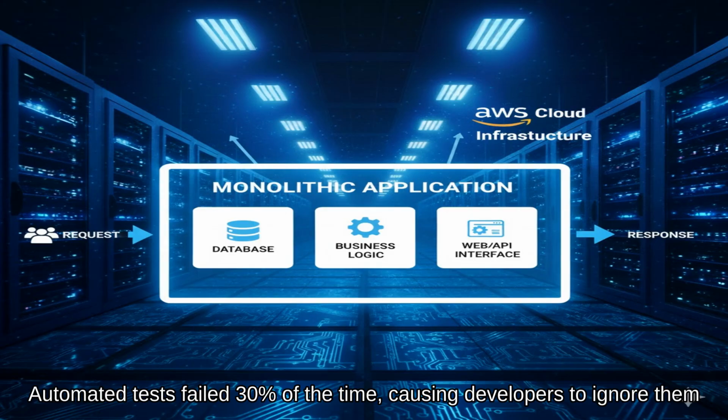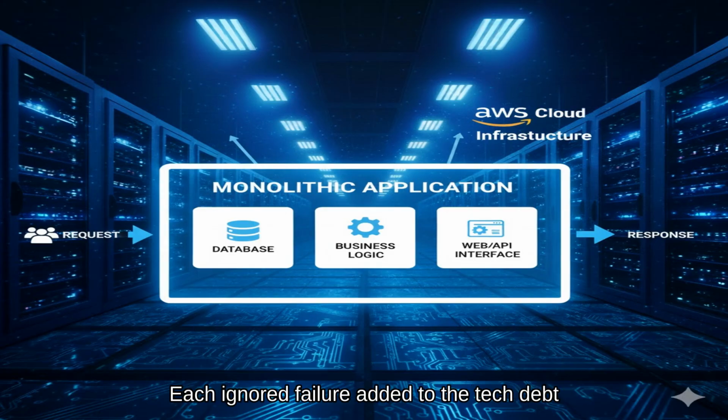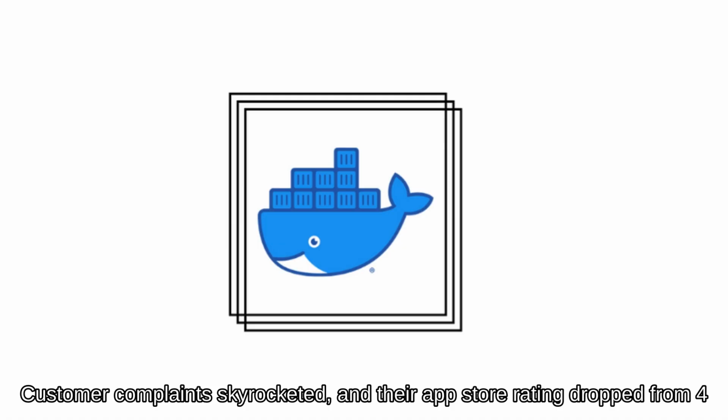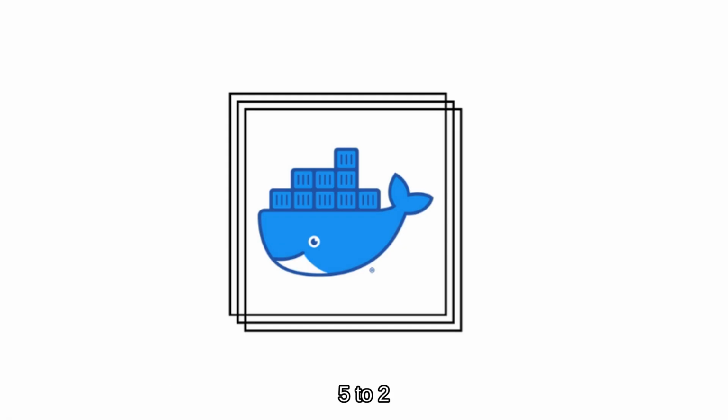Automated tests failed 30% of the time, causing developers to ignore them. Each ignored failure added to the tech debt. Deployment frequency dropped from an expected 10 times a month to just twice. Customer complaints skyrocketed, and their App Store rating dropped from 4.5 to 2.8.